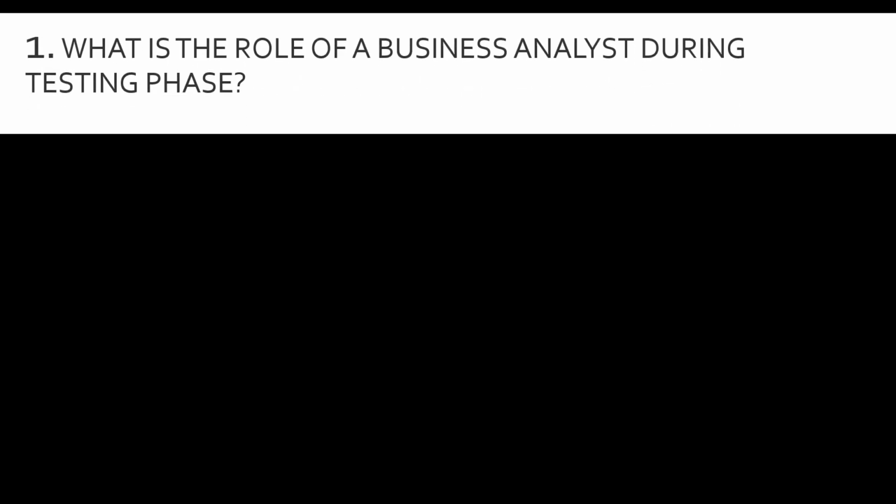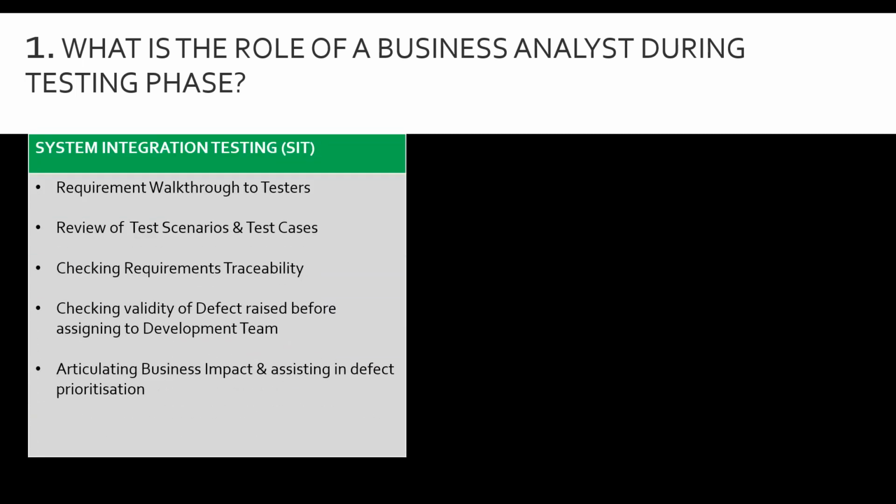Question number one, what is the role of a business analyst during the testing phase? This is a sure shot question, and 90% of the time this question would be asked in the interview. There are two major testing phases. One is SIT, system integration testing. The other one is UAT, user acceptance testing. So we're going to look at the roles and responsibilities of a business analyst during these two key testing phases. Let's start with SIT.